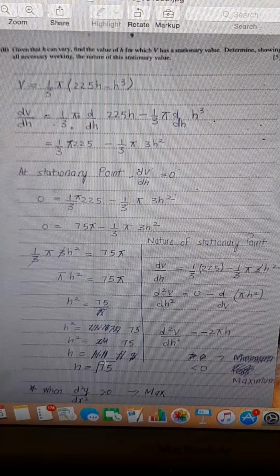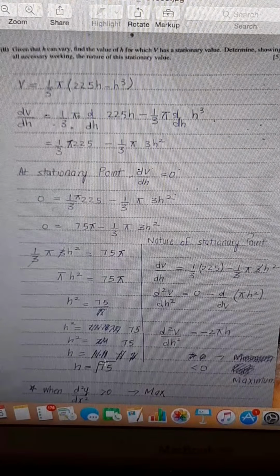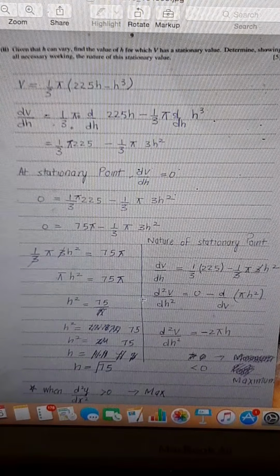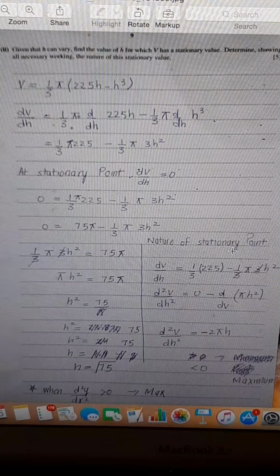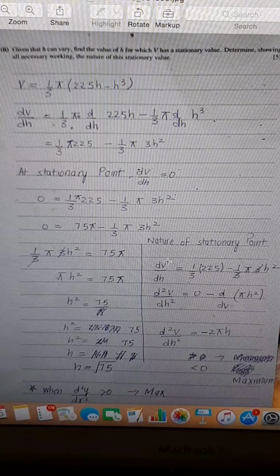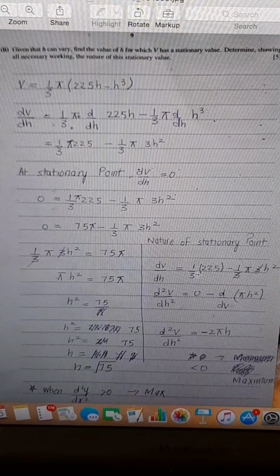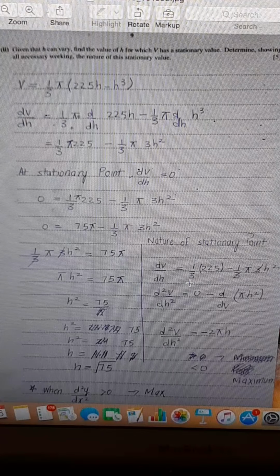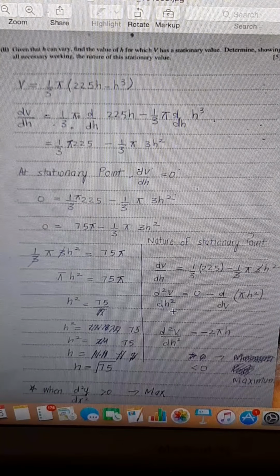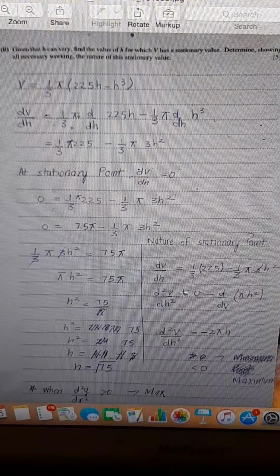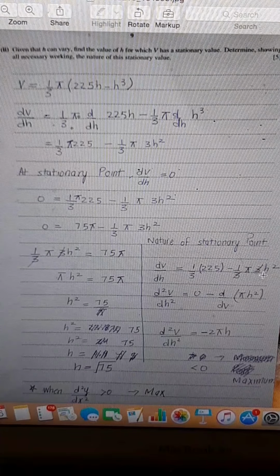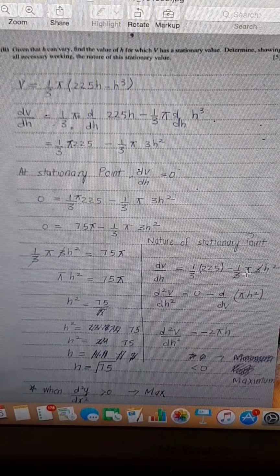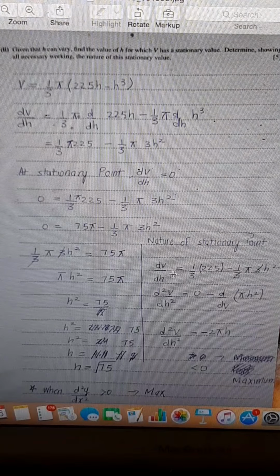Now we need to find the nature of the stationary point, because they have asked us to find the nature. So now the derivative was dV over dh equal to this one. So we have to take the second derivative in order to determine the nature of the stationary point. When you take the second derivative, you will differentiate this equation, which is the first derivative, again.